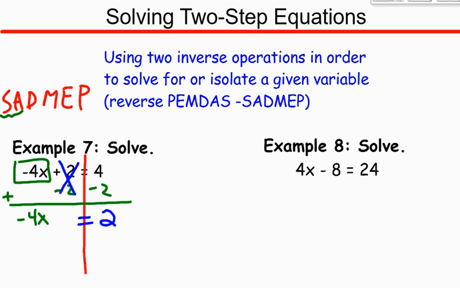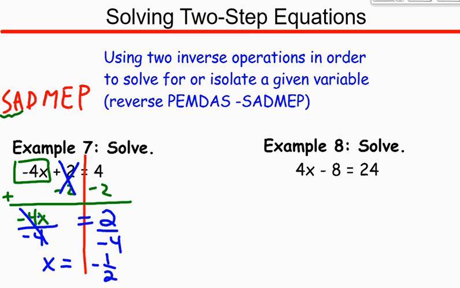Okay, same as before. X is being multiplied by negative 4. That means 4 times x. So I have to divide, which is the opposite of multiply, both sides by negative 4. So these negative 4s will cancel. So x is going to be equal to negative 2/4, which reduces to negative 1/2.